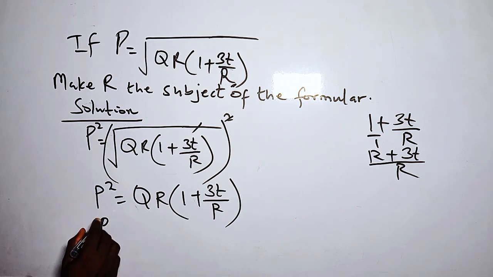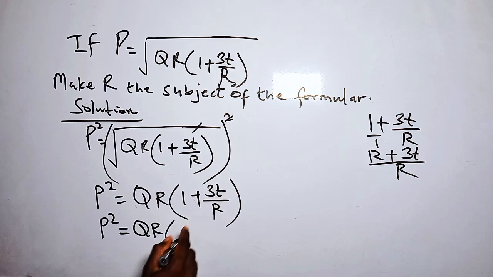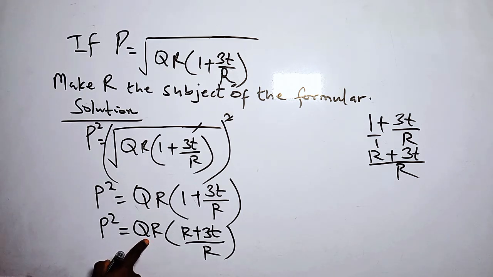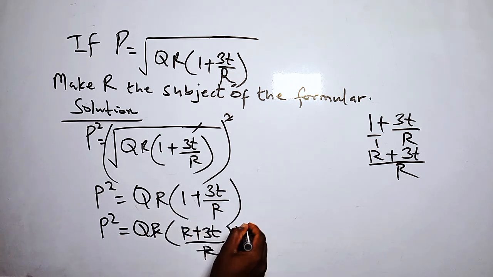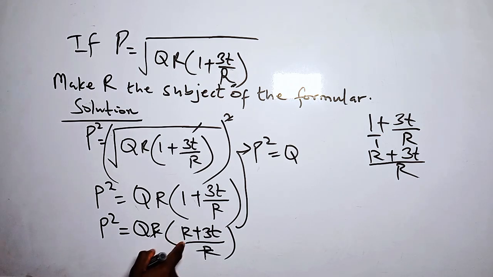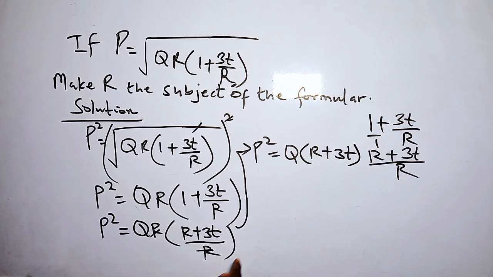Here we have P squared equals QR into, let's replace it with this, R plus 3t over R. When we look at this, R is common, so we can simplify since it's common. So let us write this as P squared equals Q into R plus 3t.